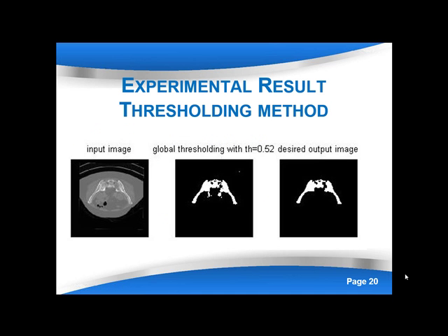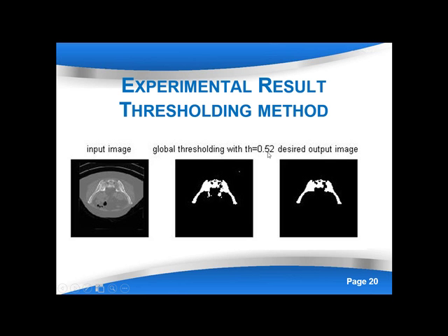Experimental results. We apply thresholding method to a given image. We can see the results for 3 different thresholding values. The left image is our input image, the middle one is the segmented one, and the right one shows the image manually segmented by doctor.